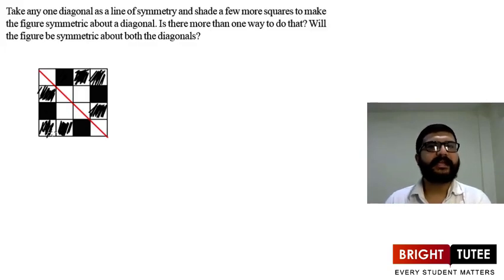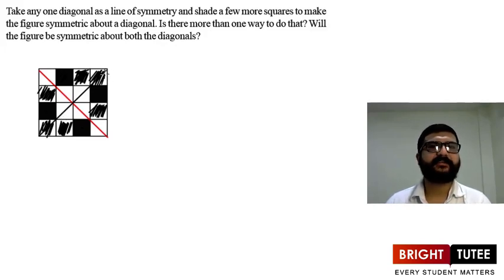Now, can we do the same thing if we draw the other diagonal? Yes, that can also be done. If we draw the other diagonal also, the figure will remain symmetric about that diagonal also. We can try also, we can draw this diagonal like this. Now if you consider the same figure, it is symmetric around this diagonal too.